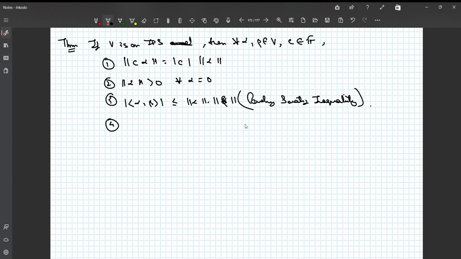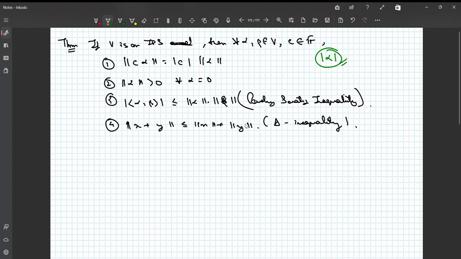And the fourth, which you people have seen previously in some cases or the other, is the triangle inequality. The norm of x plus y is less than or equal to norm of x plus norm of y. Okay, this is called the triangle inequality, right? Observe that if you talk about R, the real vector space, and consider the standard inner product, then this norm, which would be called the standard norm, is nothing but the modulus. Okay, whatever, let's prove this out.